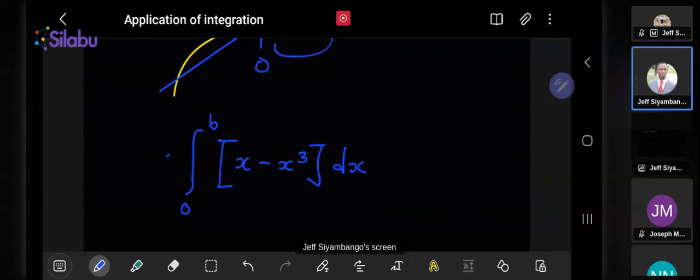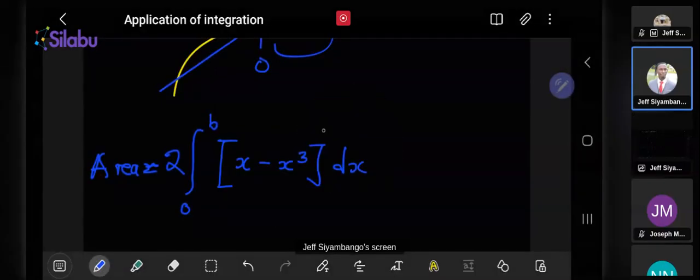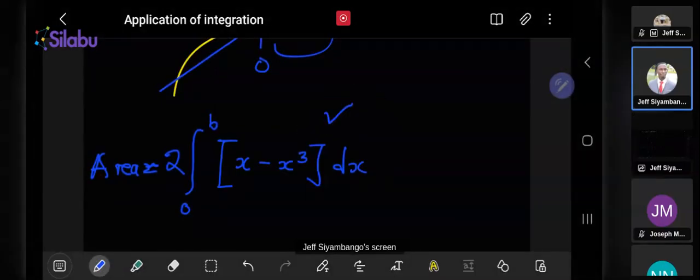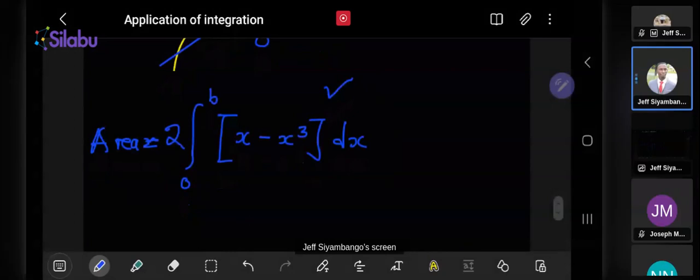This is another correct approach that you can take in working out this problem. But this only works for problems where symmetry is actually achieved. Any questions there? Okay. That seems to be okay.